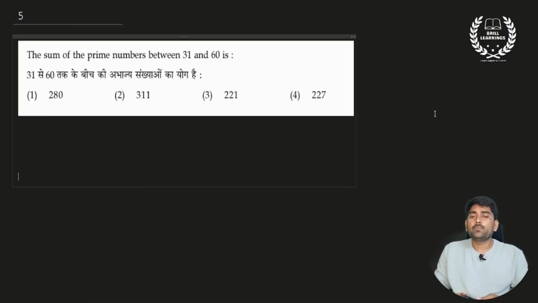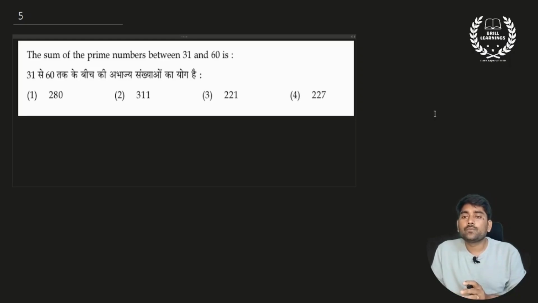The sum of prime numbers between 31 and 60. Here you need to note one thing, that they have asked the sum of prime numbers between 31 and 60. Between means we should exclude 31 and 60 here. If they had asked from 31 to 60, in that case we would have to consider 31 and 60 also.